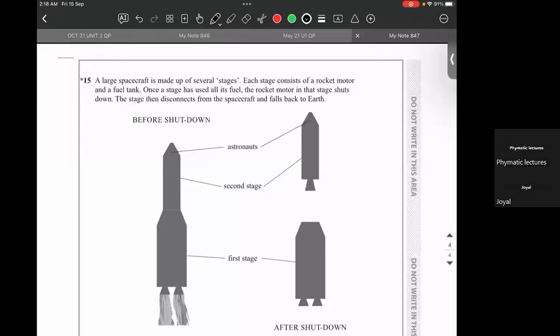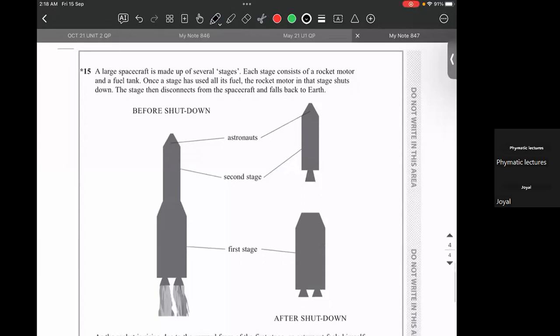So question number 15. This question explains some initial information about a large spacecraft. The largest spacecraft is made up of several stages.